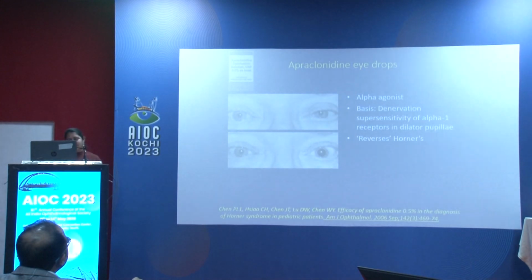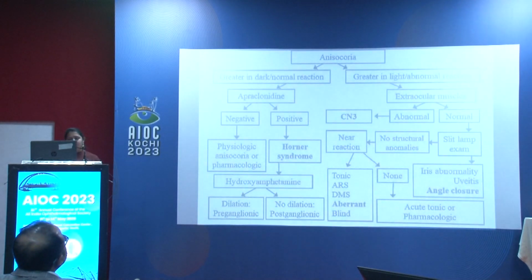if you put it in a Horner eye, that is a small pupil, there is a denervation supersensitivity of the alpha receptors, and we get a reverse Horner's. So this is a busy chart, but everyone should know that anisocoria should be tested in a dark room and a bright room. If anisocoria is greater in dark, do apraclonidine test. If positive, it is Horner's. If not, it is usually physiological.